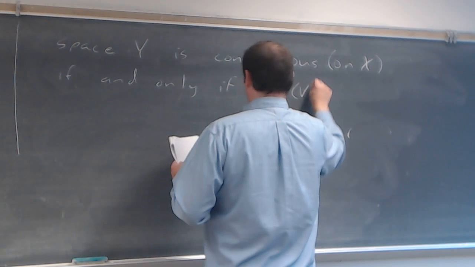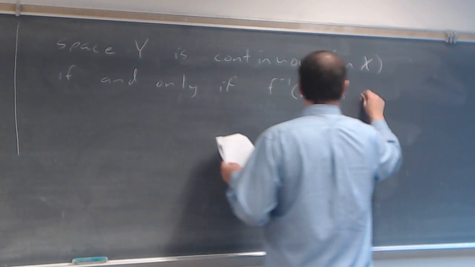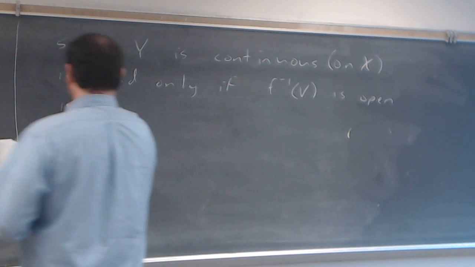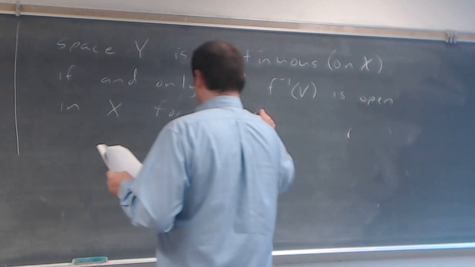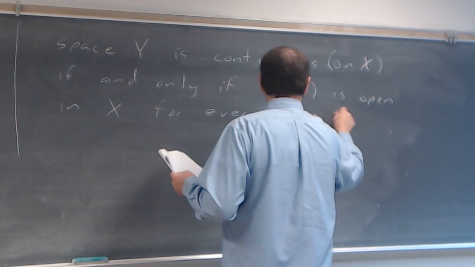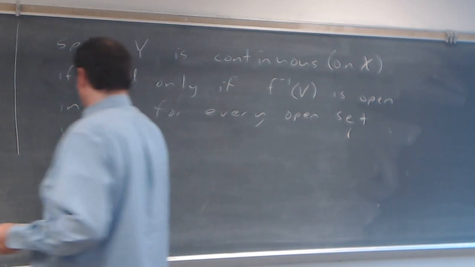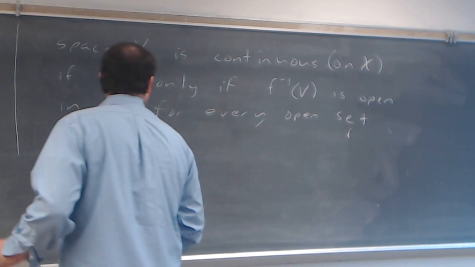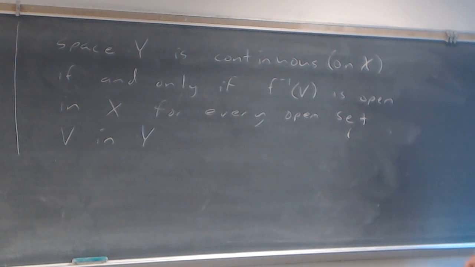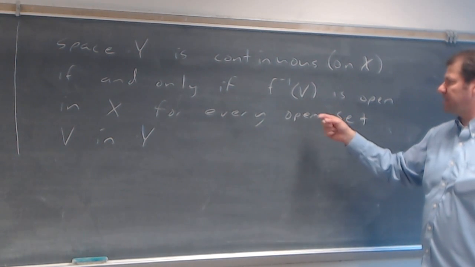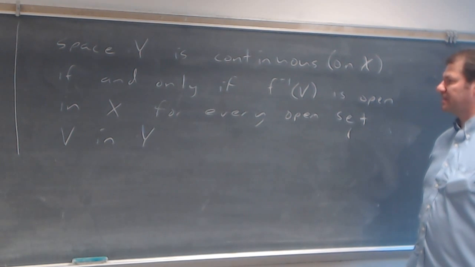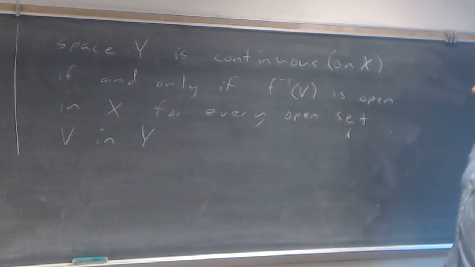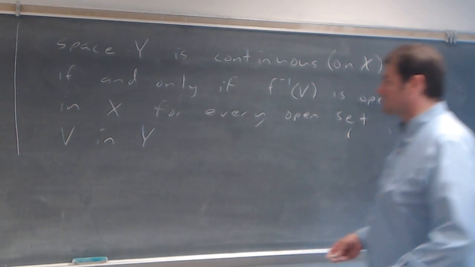the pre-image of V is open in X, for every open set V in Y. So what this says is that if you take the inverse image of an open set from Y, it's going to be open in X. And that's what's sufficient and necessary for F going from X to Y to be continuous on X. Okay, so let's look at the proof.